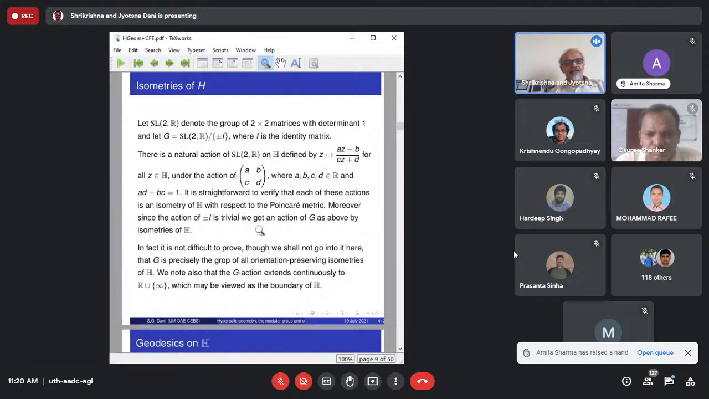So, and therefore G is there, and none of the other elements. So if I take any element other than plus or minus identity, then it's easy to see by simple manipulations that there will be points which are not fixed. So therefore, every other transformation that you see here is a non-trivial isometry. So you can think of this group G as a group of isometries of H.